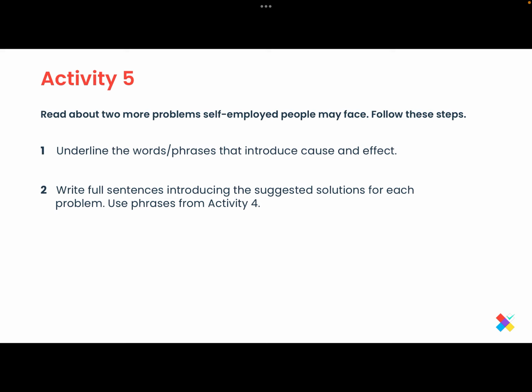You're going to read 2 more problems self-employed people may face on the next slide. And there are 2 steps that I would like you to follow. First, I'd like you to underline the words or phrases that introduce cause and effect. And then you have to write full sentences introducing the suggested solutions for each problem. And you can also use phrases from the previous activity if you want to, or you can use your own solutions.